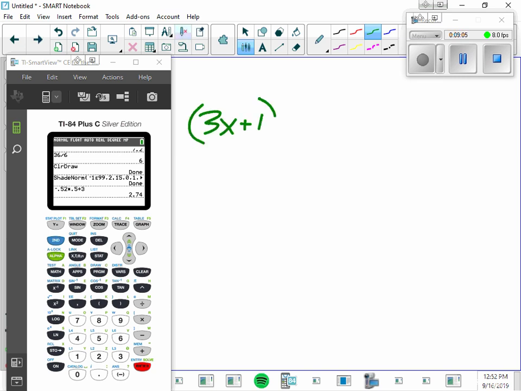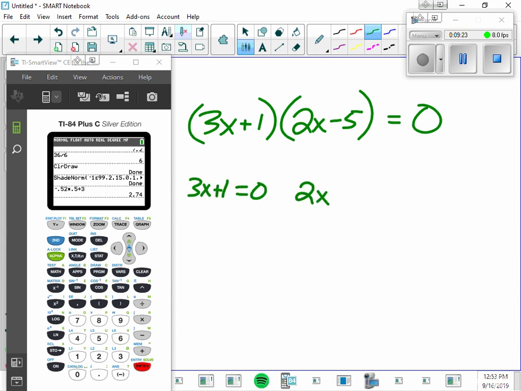3x plus 1 and 2x minus 5. How do I solve this? I take each set and I write equals 0. 3x plus 1 equals 0 and 2x minus 5 equals 0. Now can I just change the sign? No, it's more complicated than that. So what do I do? Subtract 1. So 3x equals negative 1. And then divide by 3. So x equals negative 1/3.